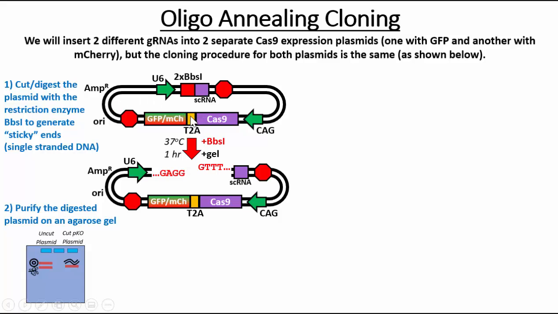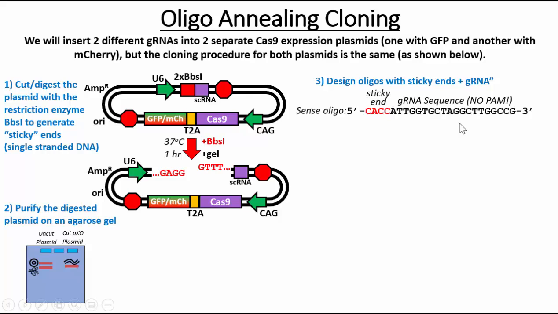We do need to take that digest reaction and run it on a gel. And what we would hope to see there is we would hope to confirm that we've cut the plasmid DNA. Usually, uncut plasmid DNA appears as two bands on a gel, and we're going to see one band if the BBS1 has cut all of the DNA. So we'd like to see that, and then we take that band and extract it out of there. That gives us a pure solution of just this digested plasmid backbone. Once we have that, then we can start to design our gRNA.